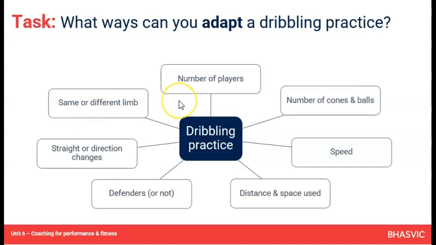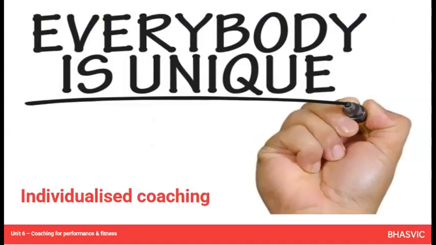And you could mix it up, if it's a relay there's other players in, or if it's just one person on their own. So there are lots of ways in which you can adapt practices to make them more or less challenging. But why do we need to do this anyway? I think the main point to understand is that everybody is unique. Everybody learns in a different way. We have to, as much as possible within a training session, individualize coaching so that each individual within your group has an appropriate level of challenge and difficulty.